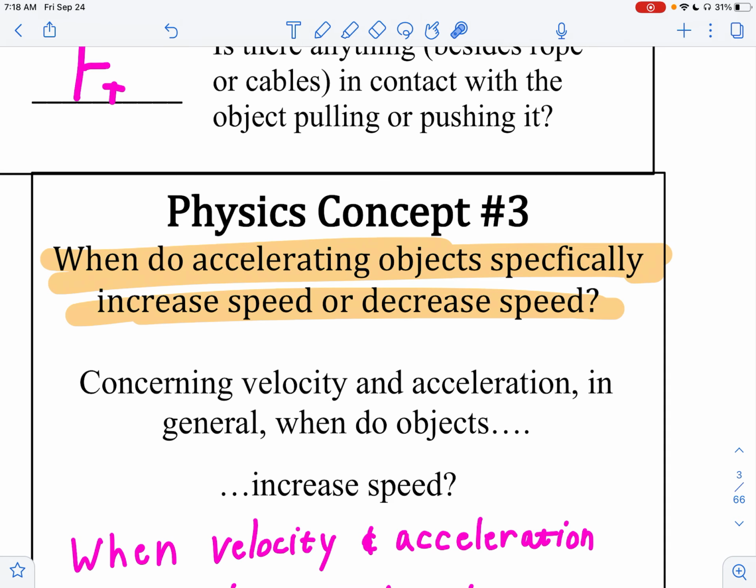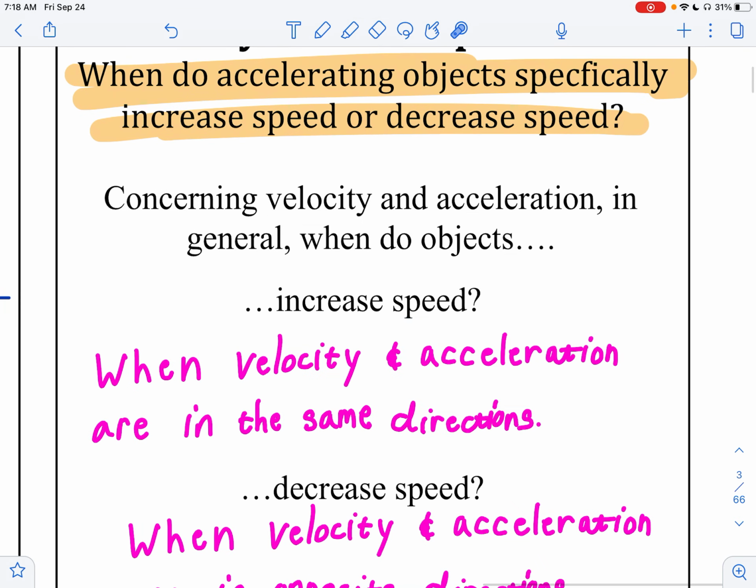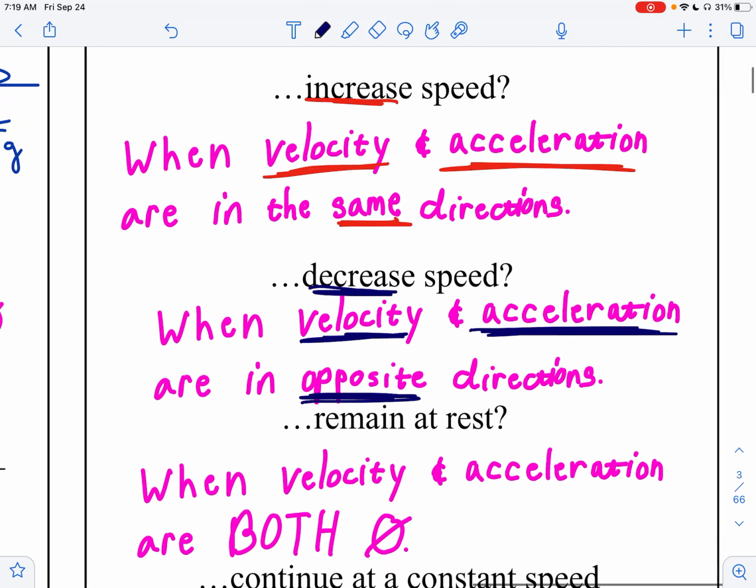So here are the rules for that. When do objects increase speed? It's all about velocity and acceleration. When velocity and acceleration point in the same direction, the objects are going to increase speed. When do they decrease speed? Well, it's always about those two: when velocity and acceleration point in the opposite direction, they're going to decrease speed.